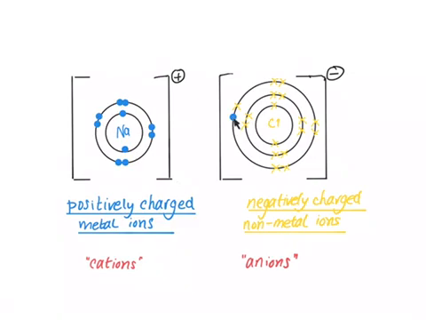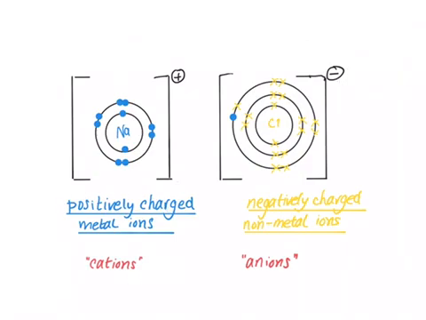The sodium has given away its outermost electron, so now it has a full outer shell: 1, 2, 3, 4, 5, 6, 7, 8. And because it's given away that electron, the sodium has become positively charged. The chlorine has become chloride. It's gained that electron, so now it has 1, 2, 3, 4, 5, 6, 7, 8 electrons. The chloride now has a full outer shell, and because it's gained an electron, the chloride is negatively charged.